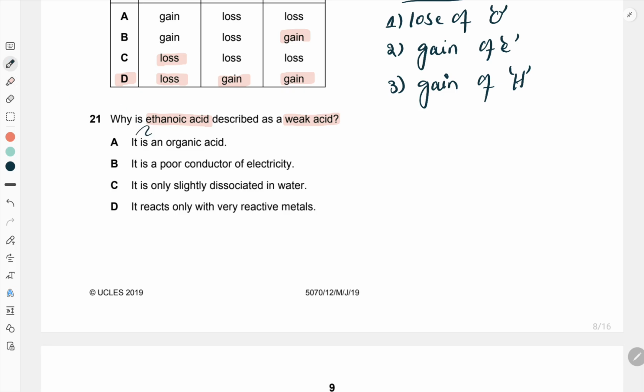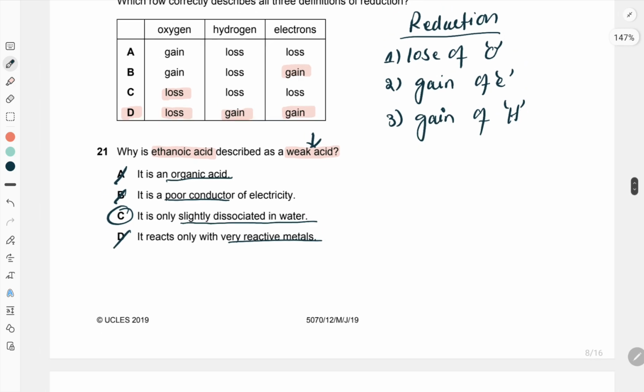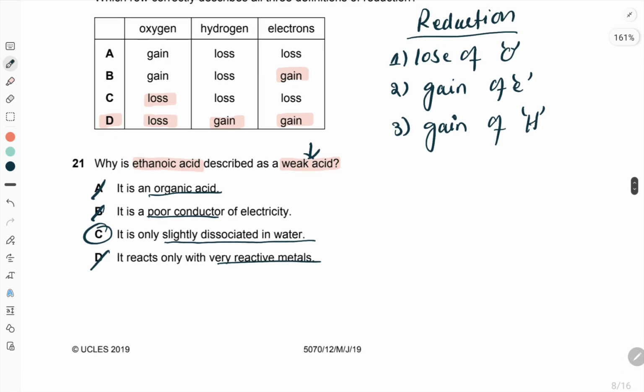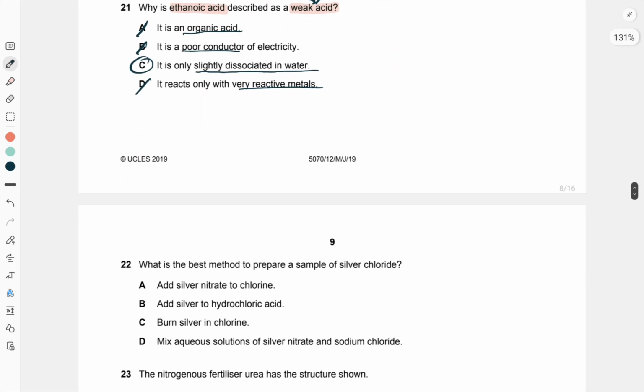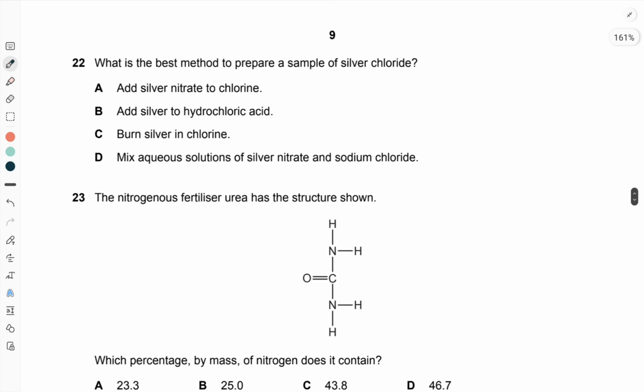It is an organic acid, so this makes no sense. I mean, it does not tell us whether it is a weak acid. It is a poor conductor of electricity. Again, a poor conductor of electricity can be anything but cannot be a weak acid. It only slightly dissociates in water. This makes sense. A weak acid slightly dissociates in water. And it reacts only with very reactive metals. There are some substances which do react with very reactive metals. So the correct description for a weak acid is that it only slightly dissociates in water.